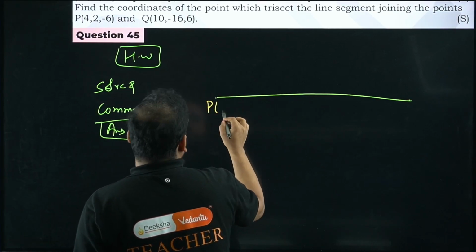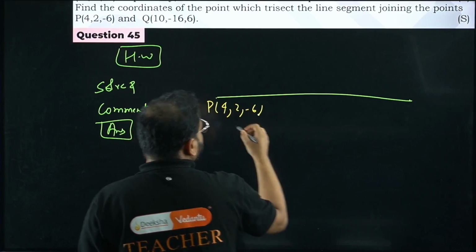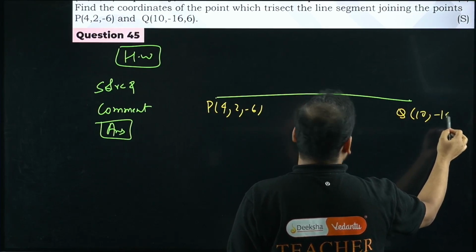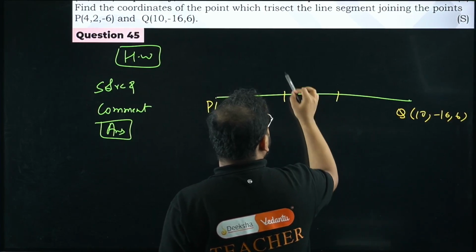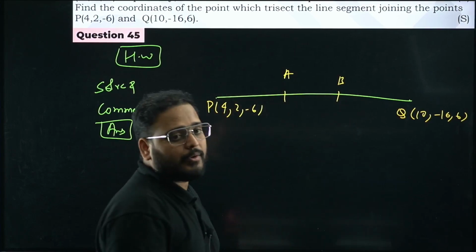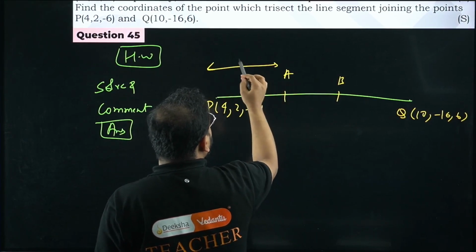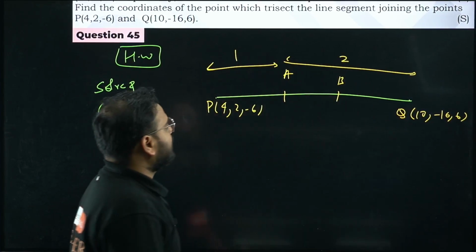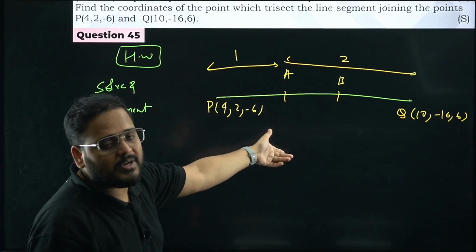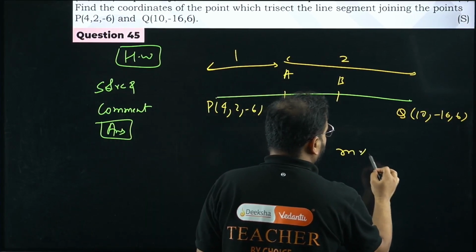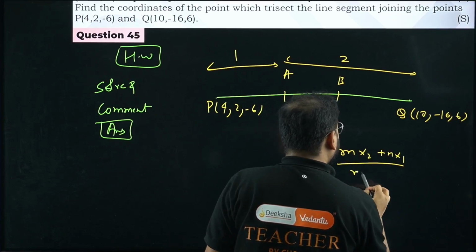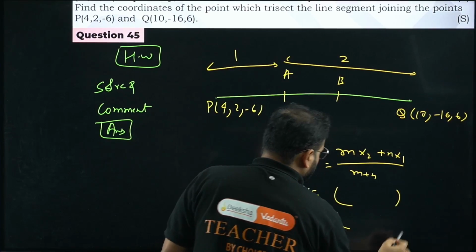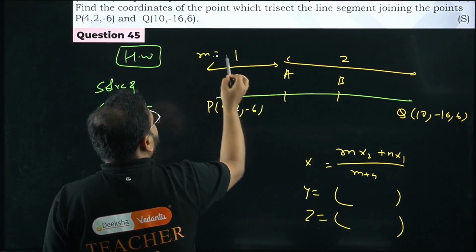So P will be 4, 2 and minus 6. There is a Q over here which will have 10, minus 16 and 6. We have 2 points here, A and B. Trisection means from here to here will be what, sir? 1 to 2, right? So do one thing, using the section formula: mx2 plus nx1 upon m plus n, this is for x, right? Same we'll have for y and for z. So this is going to be your m value, this is going to be your n value.